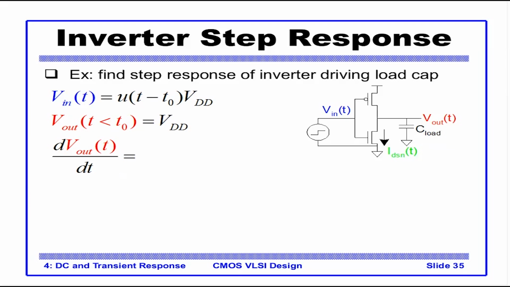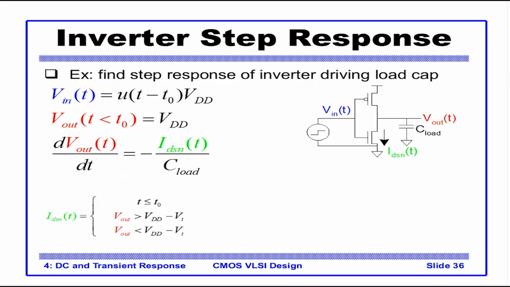dV out by dt, let's look at the equation. So dV out by dt is nothing but the negative of IDSN by C load. So the formula is simply I is equal to C dV by dt. So we solve for ID. So what happens when t is less than T0? We look for 3 regions here. T is less than T0, V out is greater than VDD minus VT, and V out is less than VDD minus VT.